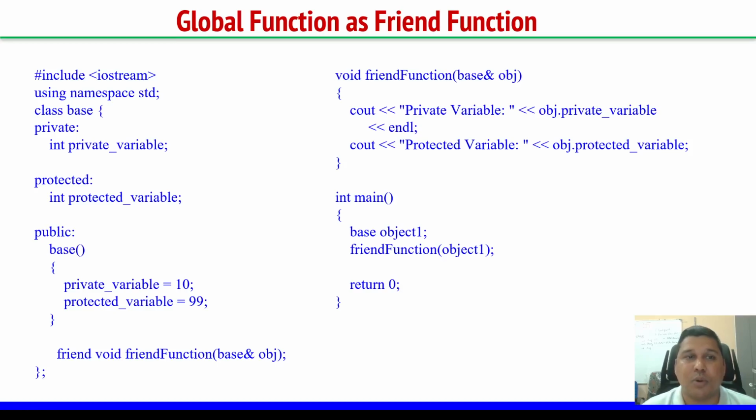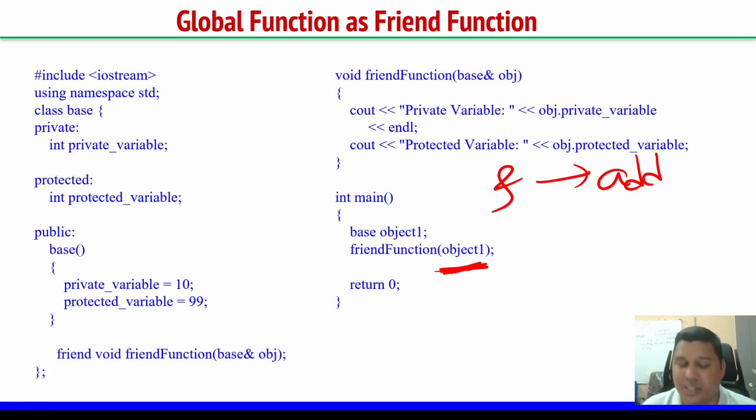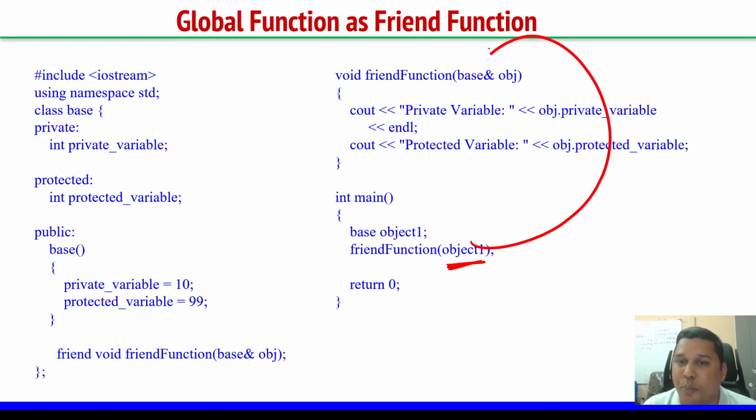Okay, this is about a global function as a friend function. When you are passing an object to a function, you have to use the ampersand symbol. It indicates address, a reference actually. This object's reference is copied here.